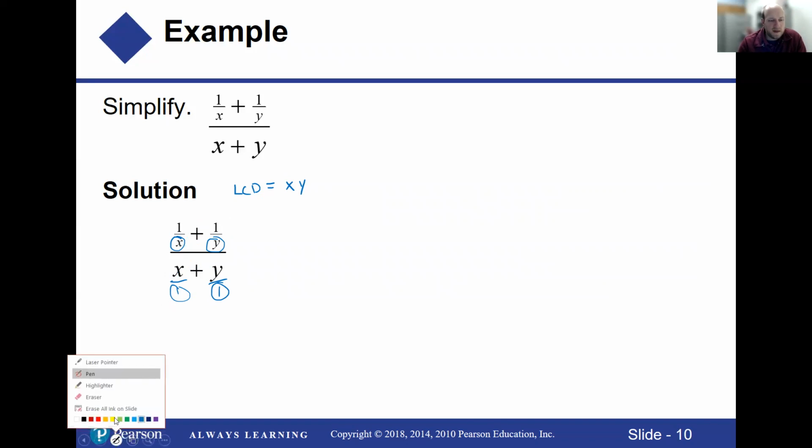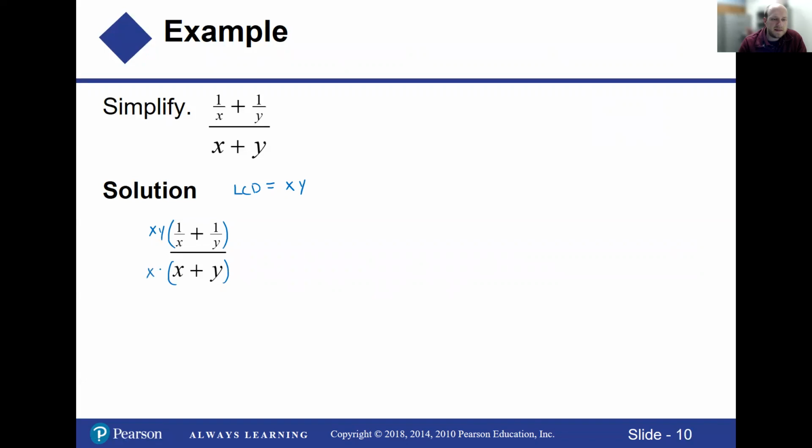And let me actually erase everything that I circled there. And so what you do at this point with this method is you take this whole numerator, the 1 over x plus the 1 over y, and you multiply it by that LCD. And then you take this entire denominator and you multiply it by the xy.